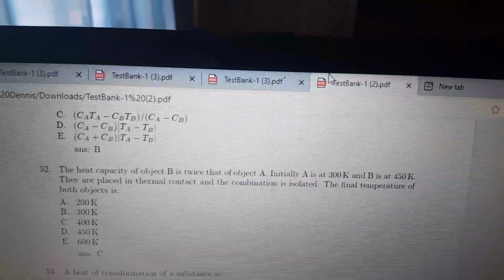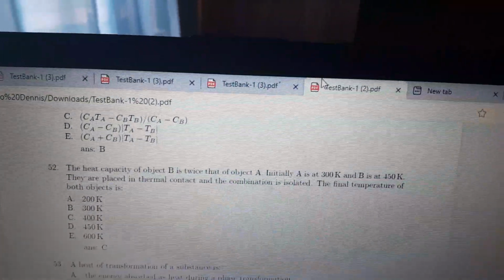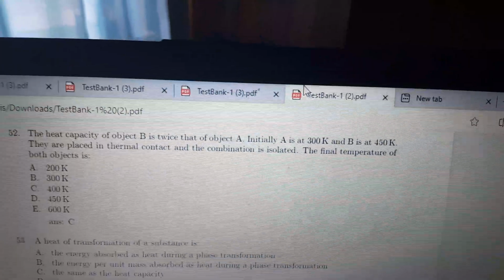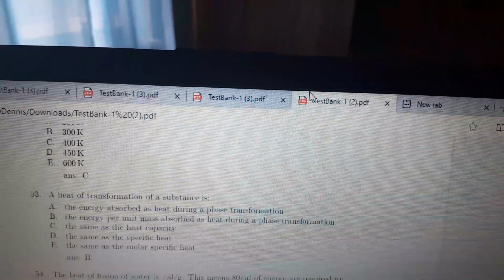The heat capacity of object B is twice that of object A. Initially A is at 300 K, B is at 450 K. They are placed in thermal contact and the combination is isolated. The final temperature of both objects is C, 400 K.